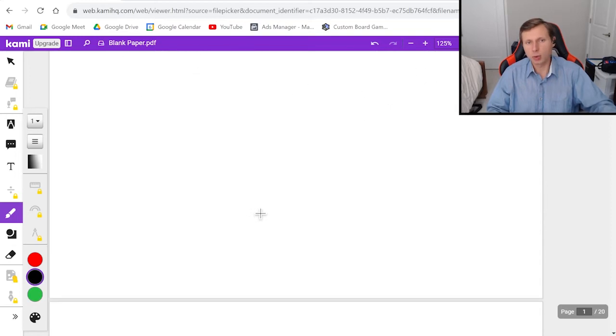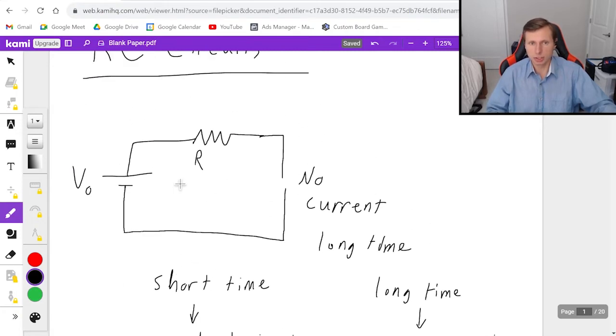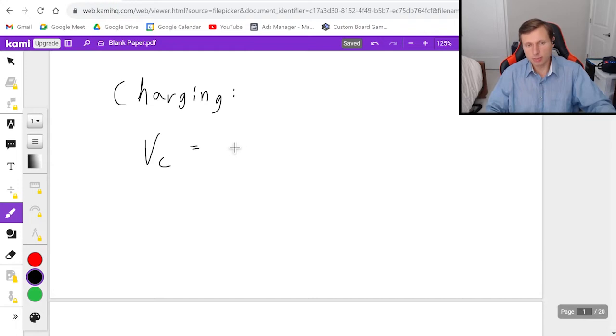Now let's talk about the equations associated with the RC circuit. When the RC circuit is charging, that's the exact situation I just laid out, the voltage in the capacitor, which let me just draw real quick, VC, positive, negative. If you were to actually measure this voltage, it would be equal to V naught times the quantity 1 minus e to the negative t over tau.